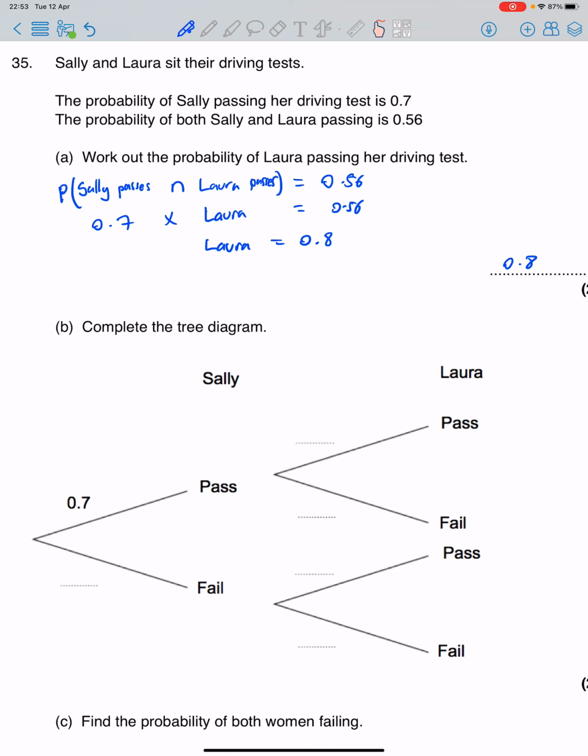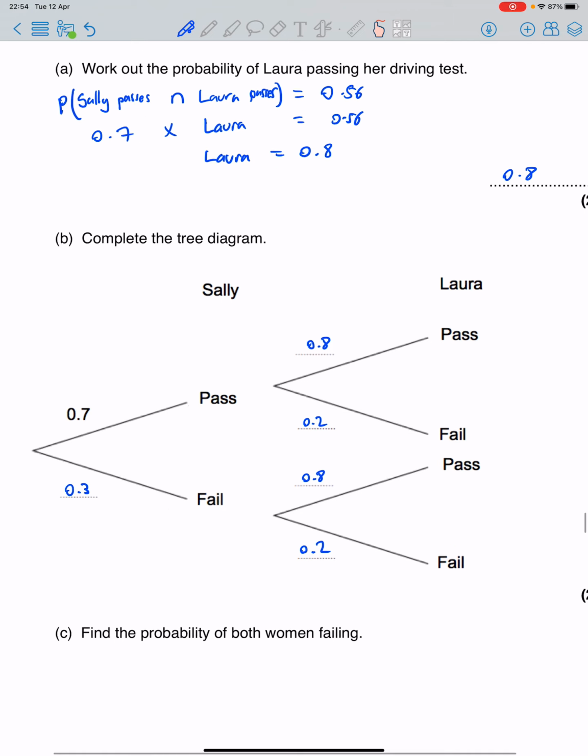Now it says complete the tree diagram. Well, for Sally to pass is 0.7, and for Sally to fail, i.e. not pass, that's 1 minus 0.7, which is 0.3. We know the probability of Laura passing is 0.8, so a little bit more likely than Sally. And the probability that Laura fails is 1 minus 0.8, which is 0.2. And the probability that Laura passes, regardless of Sally passing or failing, is going to be 0.8. And failing is going to be 0.2, so we're good.